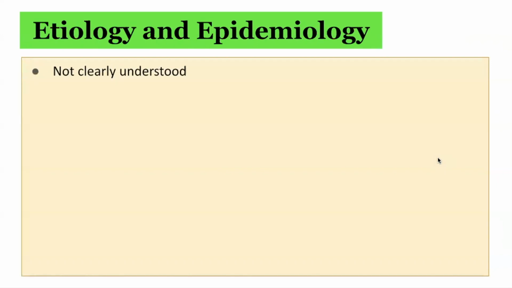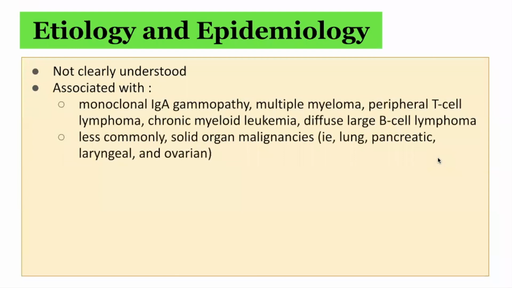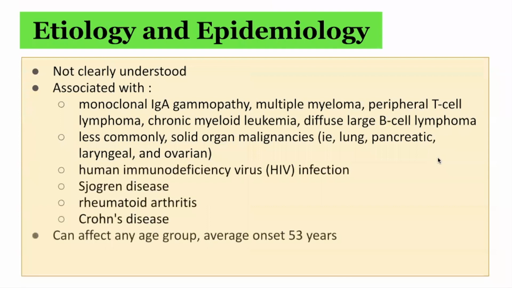The underlying etiology is not clearly understood. However, it is associated with several conditions, including monoclonal IgA gammopathy, multiple myeloma, peripheral T-cell lymphoma, chronic myeloid leukemia, and diffuse large B-cell lymphoma. Less commonly, it has been reported to be associated with a number of solid organ malignancies, including lung, pancreatic, laryngeal, and ovarian cancers. There's also an association with HIV infection, Sjogren disease, rheumatoid arthritis, Crohn's disease.